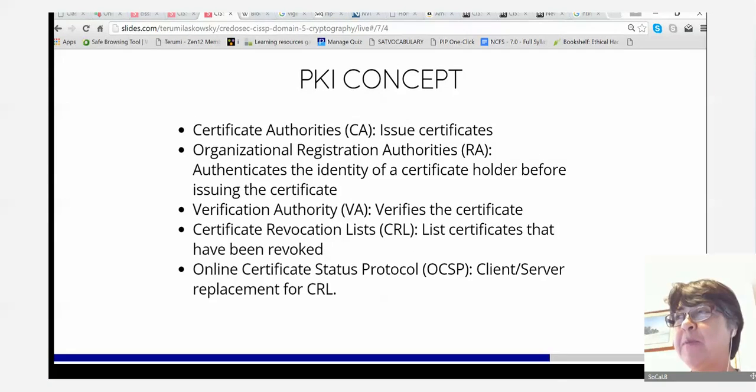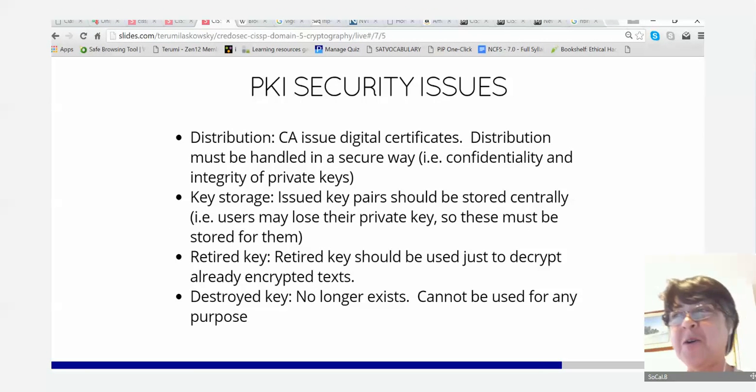We talked about PKI concepts. PKI security issues. Okay, so here, let's take a look at this. Distribution. CA issues digital certificates. Sounds fine, right? Distribution must be handled in a secure way. Distribution of what? Certificates, right? i.e., confidentiality and integrity of private keys. And so what's wrong with that statement? Or what is assumed in this statement?